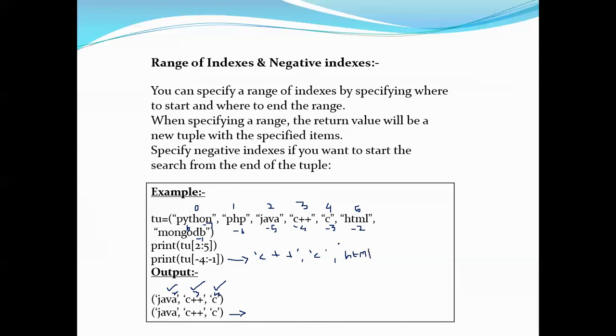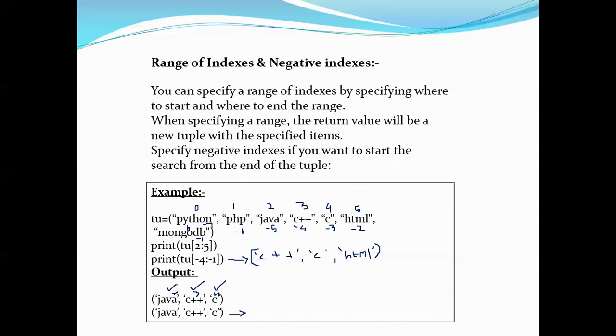So I will not take -1, right? This will be obtained as output when I print. This is actually round brackets, okay? When I print tu of -4 colon -1, I get C++, C, HTML.